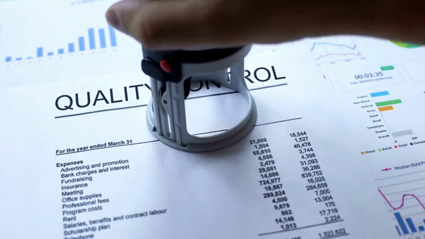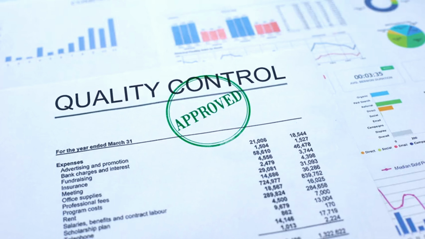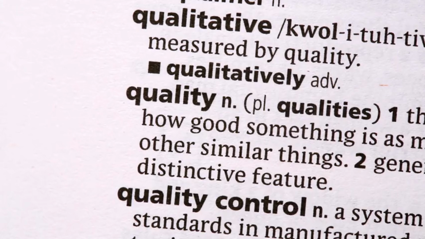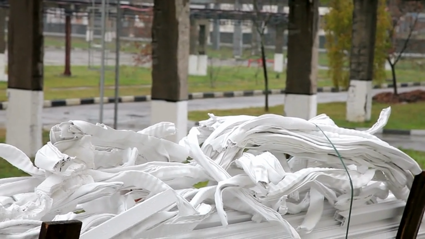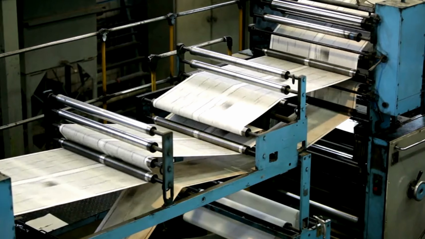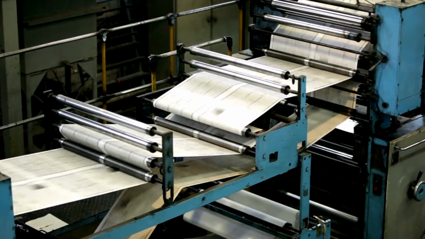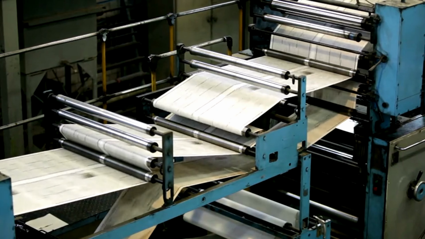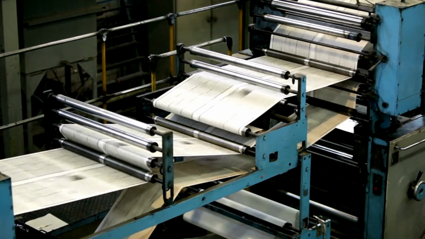Quality control. Final tests check for weight, thickness, brightness, strength, moisture content, and surface finish. Defective sheets are recycled back into the process. Packaging and distribution. Paper is wrapped, labeled, and shipped to printers, publishers, packaging companies, or consumers.